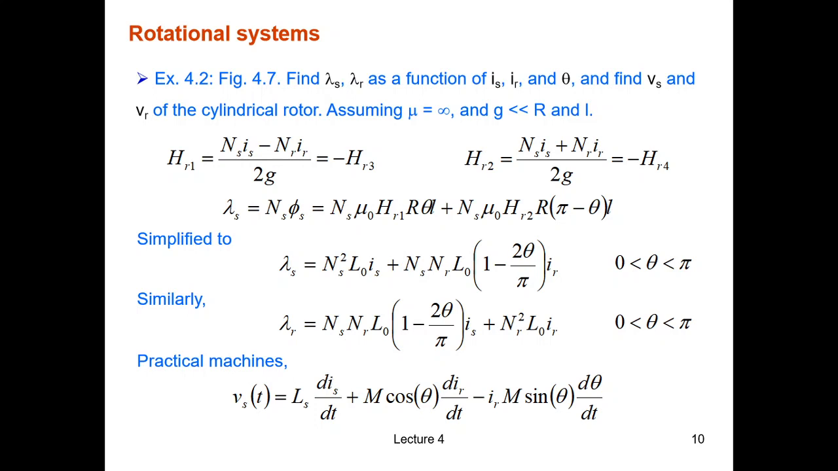In a practical machine, we will manufacture it so that lambda S will be a sinusoidal function over the space when you go around the air gap in the machine. The flux linkage will vary as a sine function. So it's a sine function with respect to time, and a sine function with respect to space as well.